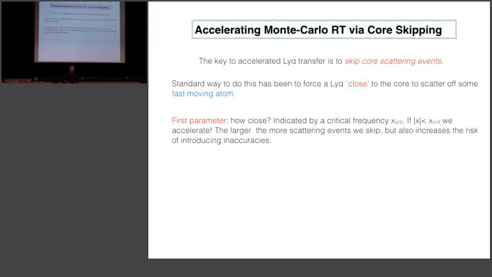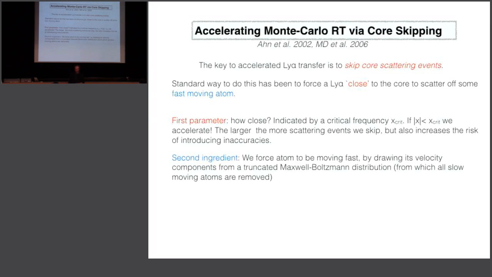And the larger you pick this value, of course, the more events you skip and the faster the code is. And of course, you should be a bit careful because it also increases the potential for inaccuracies in the calculation. So what we usually do is force it to the wing by forcing an encounter with a fast-moving atom. And I don't think it even matters that much how you do this, right? You can even brute force it into the wing by literally putting it in the wing at some value and just letting it go.